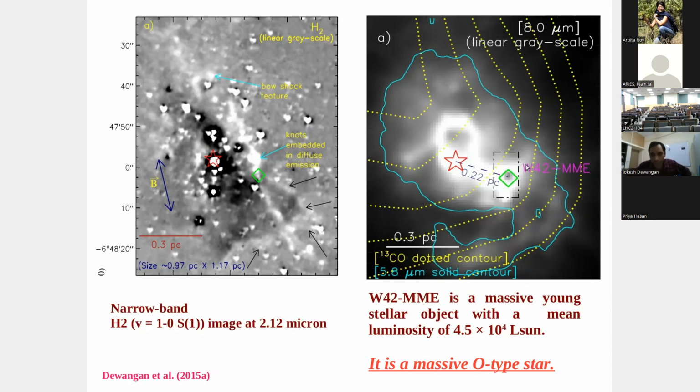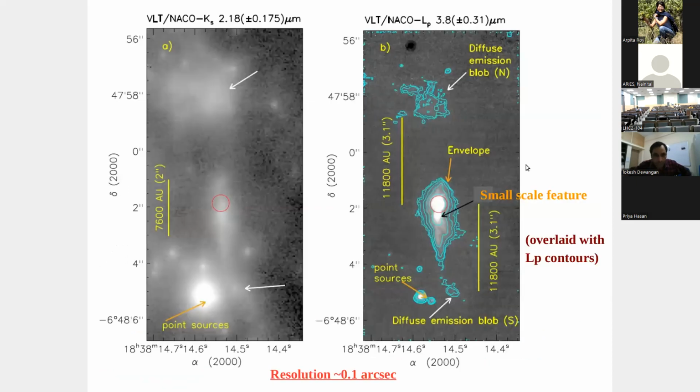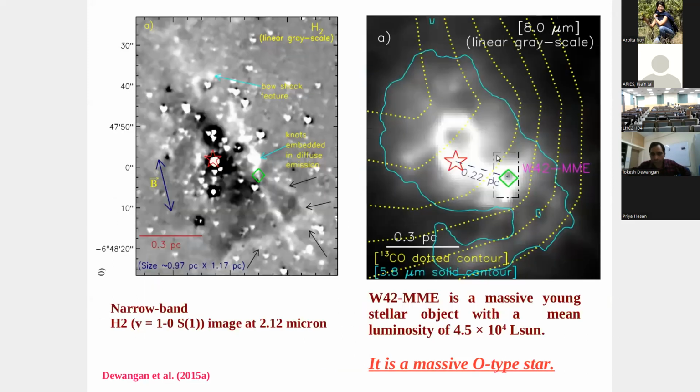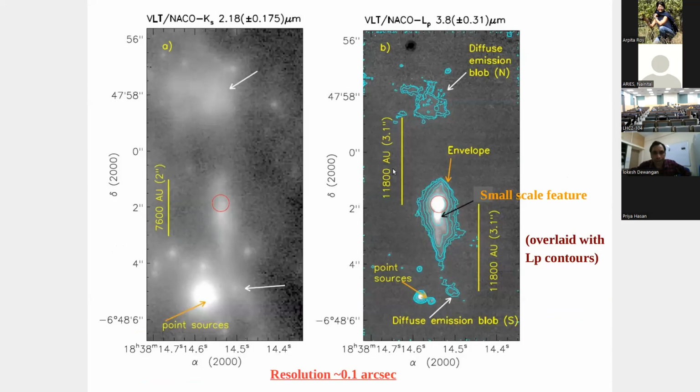Now we are going to see the very small scale environment of these O-type stars. This is the adaptive optics image from an 8-meter class telescope using the K-band, and now you can see this area has been zoomed. Please note that this area has been zoomed here using the K-band, and correspondingly you have 3.8 micron. In K-band you don't see much, just diffuse emission, but as you go to 3.8 micron, you see the point-like source and this envelope structure, and also you see the diffuse emission.